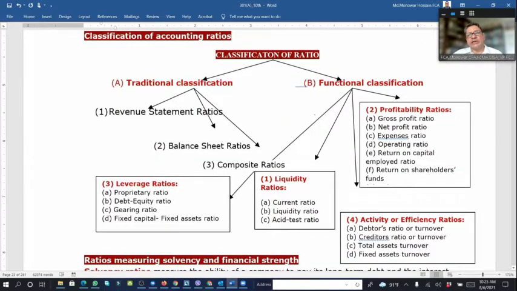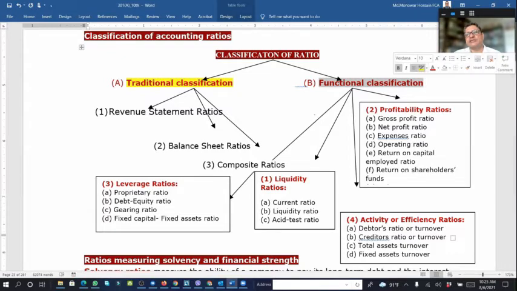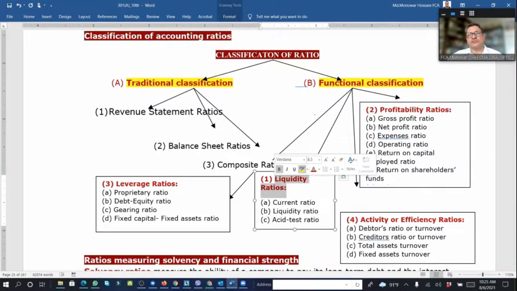And another item we have is ratio analysis. Ratio analysis is also a vital part of financial statement analysis. So here we can analyze in two ways. One is traditional, another is functional. This functional means based on the function, based on the operation. So within the functional, we can see liquidity ratio. There are three types of liquidity ratio.